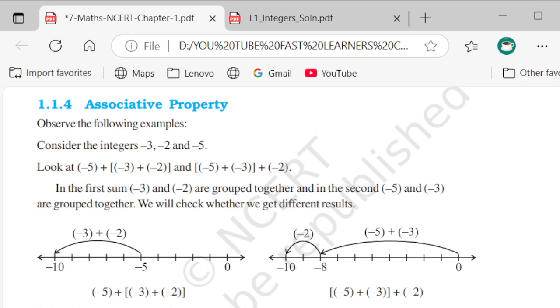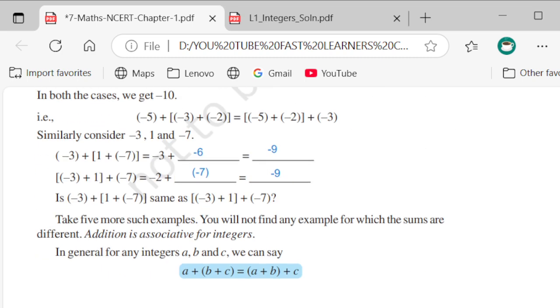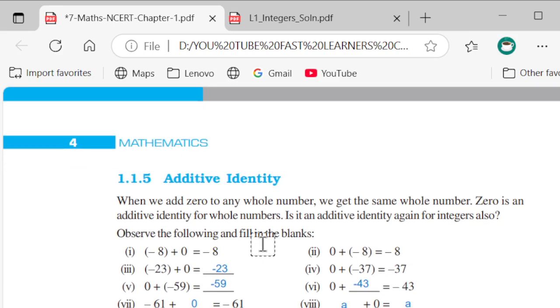Here minus 7 is out of the bracket, but minus 3 and 1 are in the bracket. So minus 3 plus 1 is minus 2, and then you add minus 7 to it, the answer will be minus 9. So this is the associative property, where a plus, in bracket, b plus c, is the same as, in bracket, a plus b, plus c. So even if you change the grouping of the numbers, the answer is going to be the same. This is what it is telling.